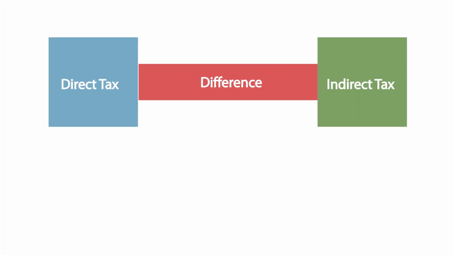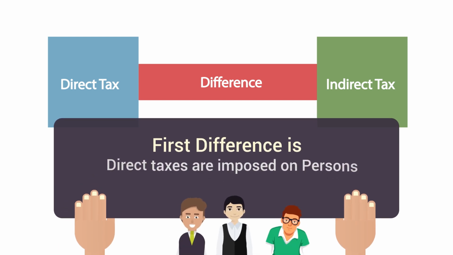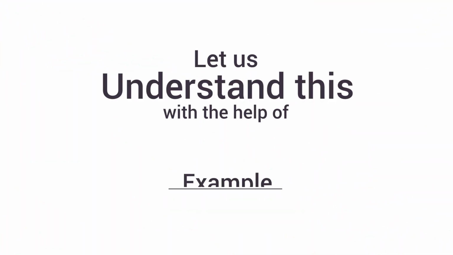Now let us understand the difference between direct tax and indirect tax. The first difference is direct taxes are imposed on persons whereas indirect taxes are imposed on goods and services. Let us understand this with the help of an example.